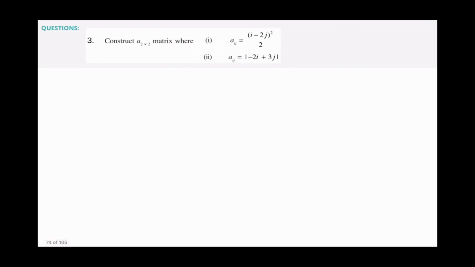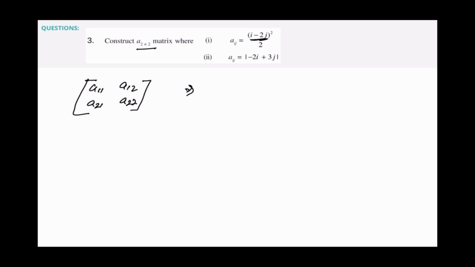Now, coming to the next question. Very simple, you have to construct. Sometimes questions come on construction. Now, let's see how we construct. So it's a 2 cross 2 matrix. What are the different elements, students? Let's write it down. A11, A12, A21, A22.